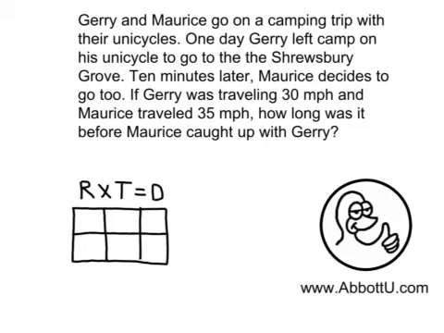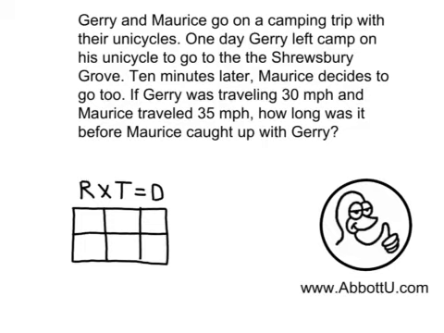Alright, so final problem for this particular video about rate, time, and distance problems. So what is the problem? Jerry and Maurice go on a camping trip with their unicycles. One day, Jerry left camp on his unicycle to go to the Shrewsbury Grove. 10 minutes later, Maurice decides to go too. He's like, hey, I want to go to Lululemon too. If Jerry was traveling 30 miles per hour and Maurice traveled 35 miles per hour, how long was it before Maurice caught up with Jerry?